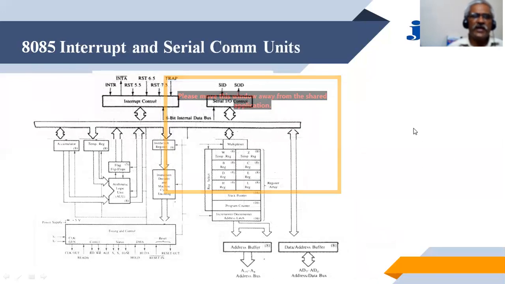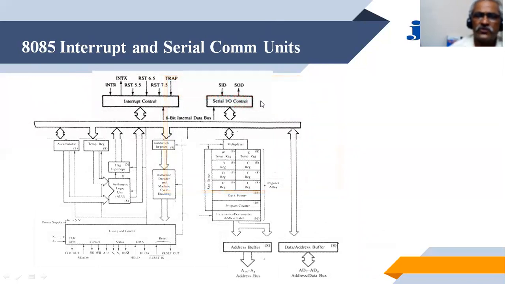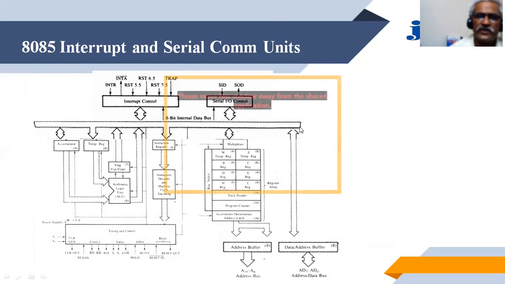Next, we have the interrupt control unit and the serial IO control unit. What are the interrupt control unit and the serial IO control unit? Any external peripheral, when it wishes to communicate with the 8085, will communicate through these signals. These signals are the interrupts. In response to these interrupts, the 8085 will respond back through this INTA, which is called the interrupt acknowledgement signal.